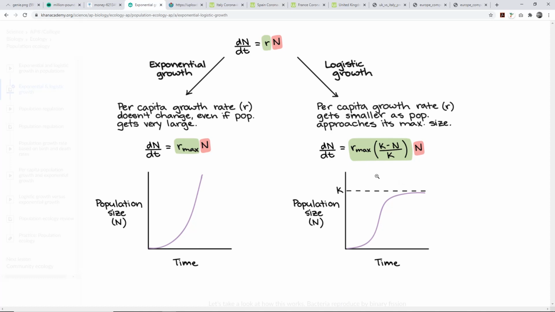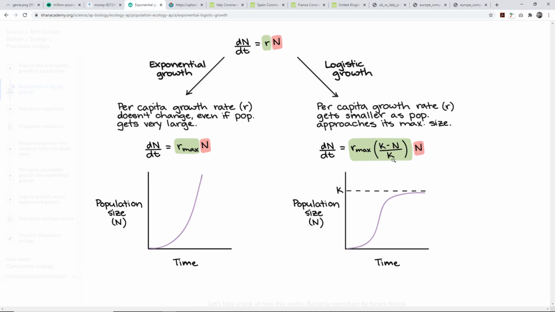So the difference between these formulas is basically the one term here, which is the (K minus N) over K. So K is a carrying capacity. That's basically the most people that can possibly be either infected or hospitalised, died, whatever you happen to be measuring. And N is the number of people to date who have already been infected, hospitalised, gone on to die, gone on to recover, etc.